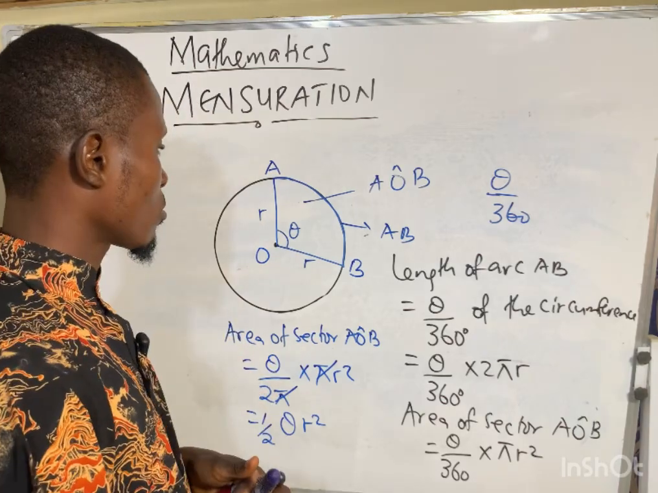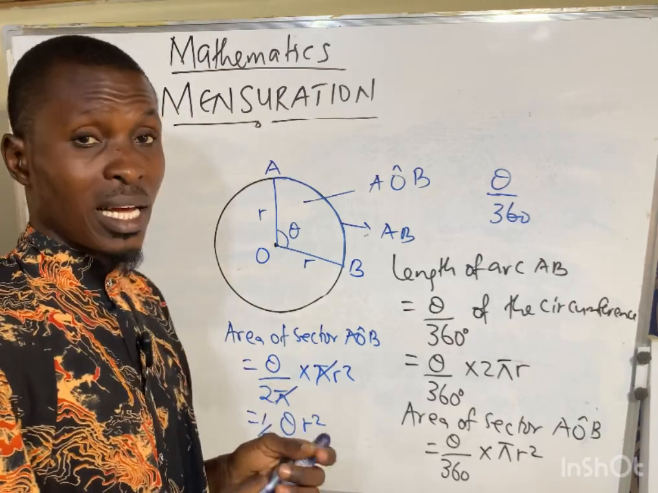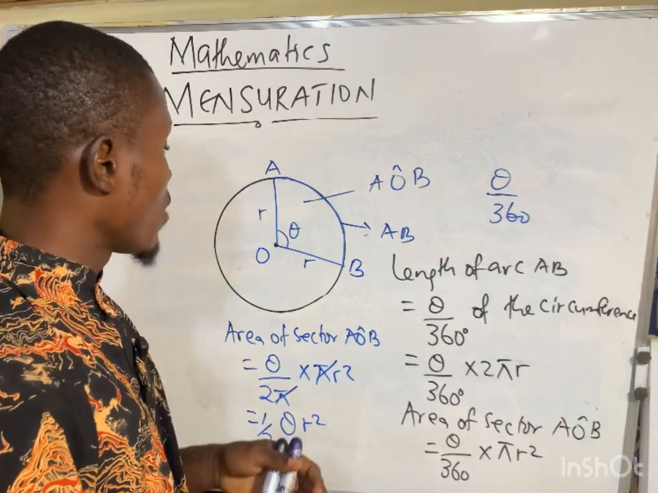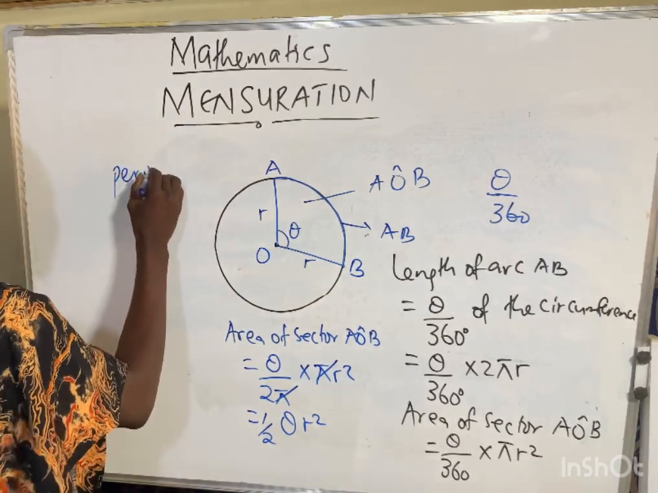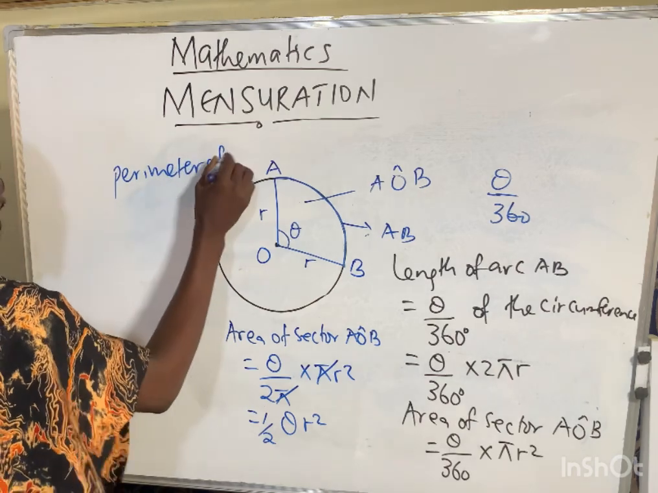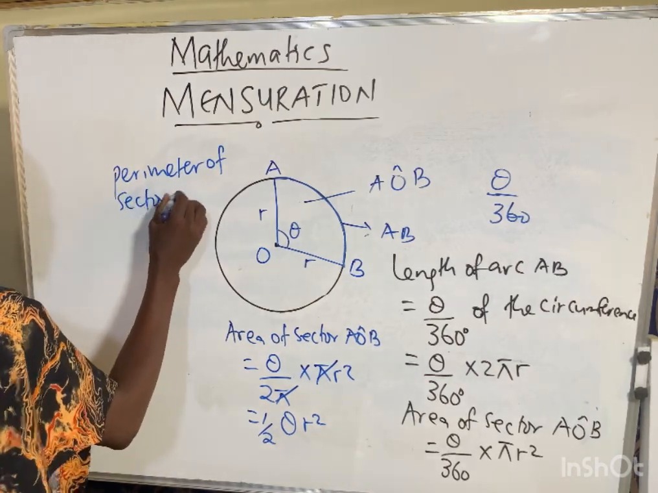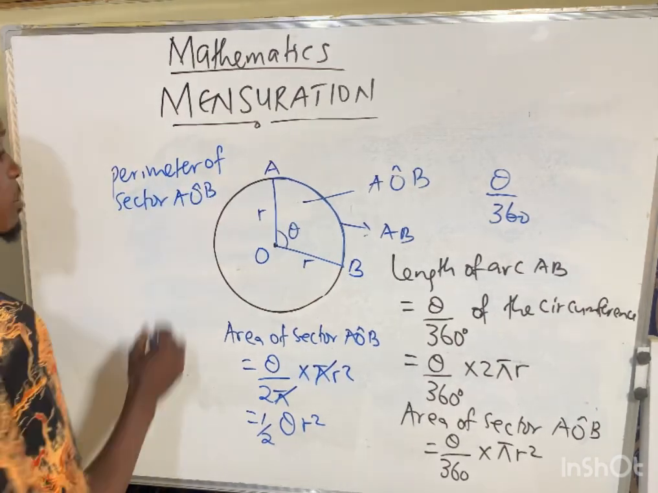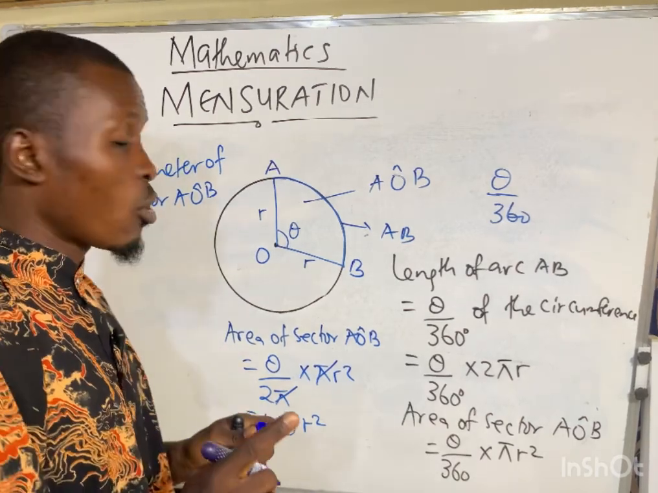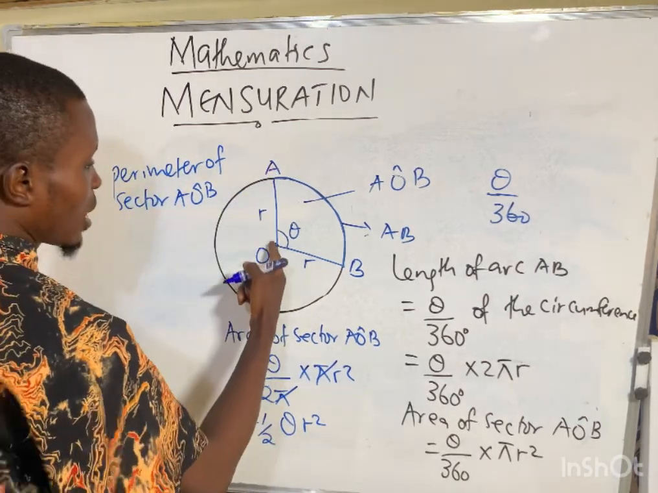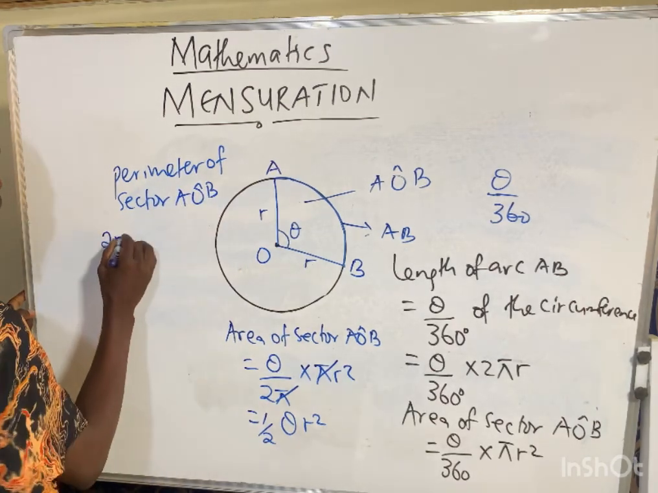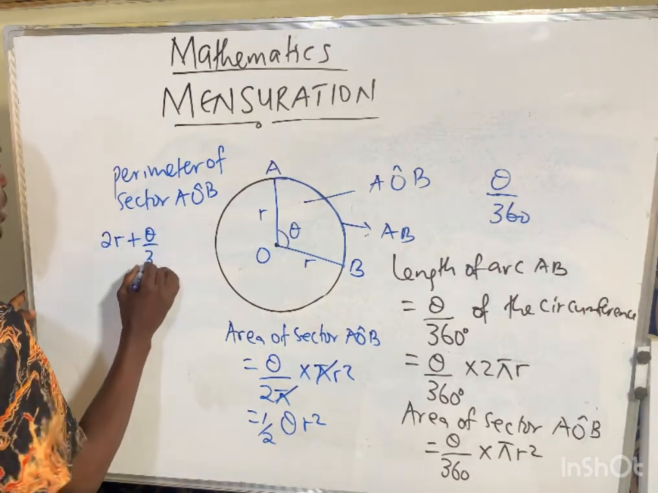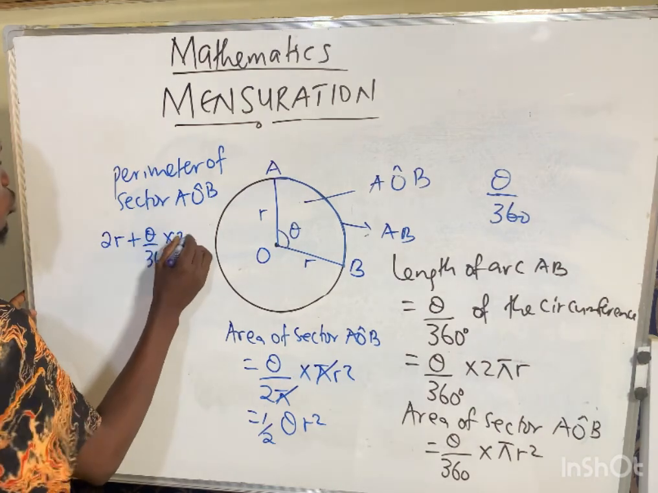Radians. That is all for length of an arc and area of a sector. Then for the perimeter of sector AOB, remember perimeter is the sum of the lengths of the shape, right? So we have r plus r plus the length of the arc. All right, that gives us 2r plus theta over 360 times 2 pi r.